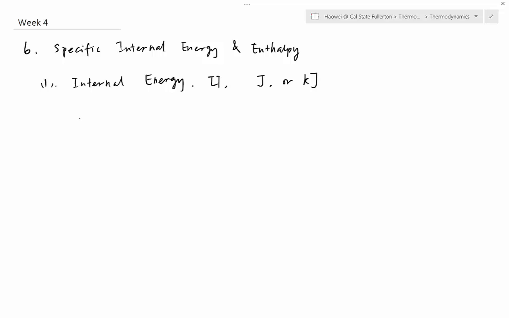After that, we also introduced specific internal energy. Specific means per unit mass, so the definition is total energy divided by mass. We use lowercase u for specific internal energy, and the unit is joule per kilogram, which is the SI unit, or kilojoule per kilogram. Okay, so that's something we already know.